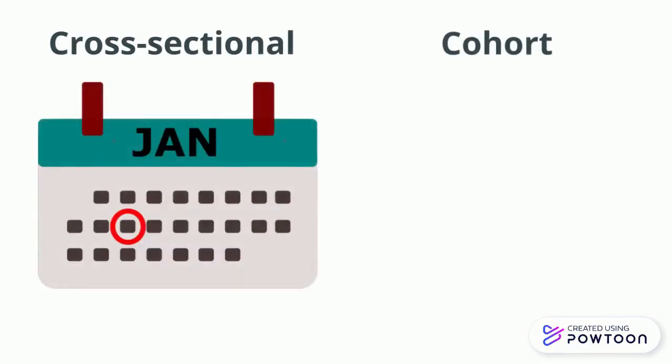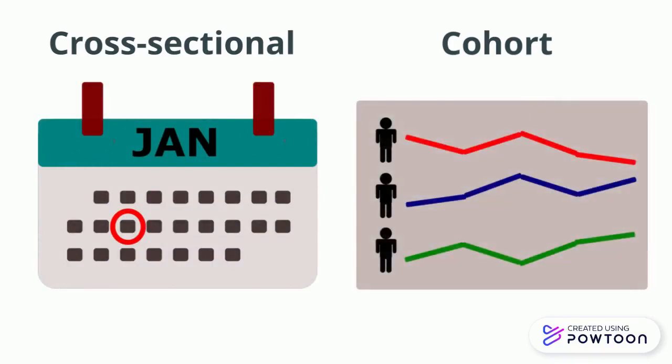Other examples of quantitative research designs include cross-sectional and cohort studies. Cross-sectional studies collect data at one point in time, whereas cohort studies follow the same group of people over time.